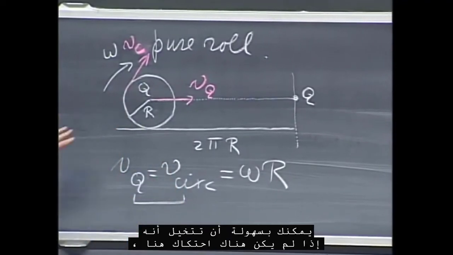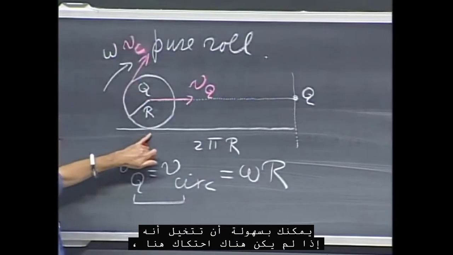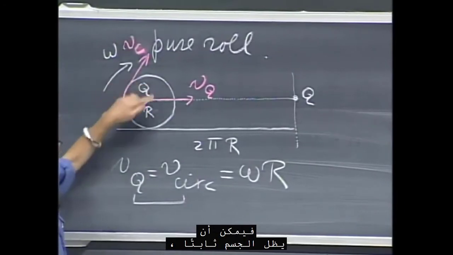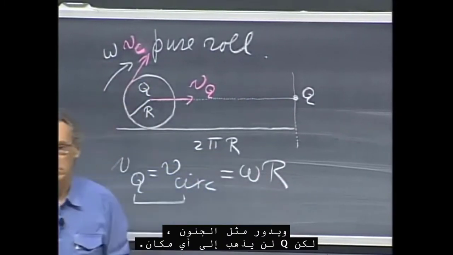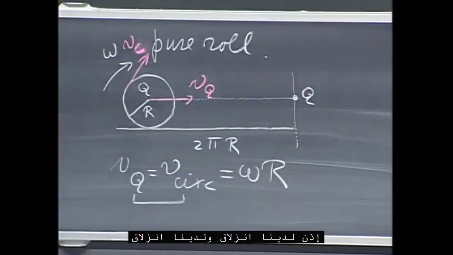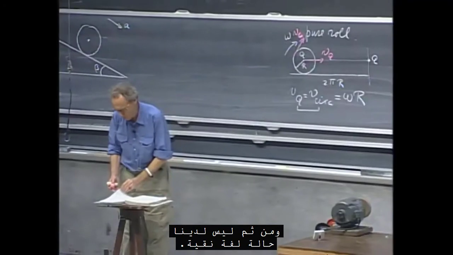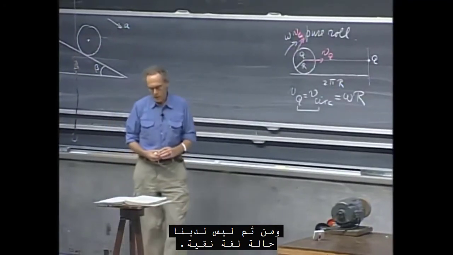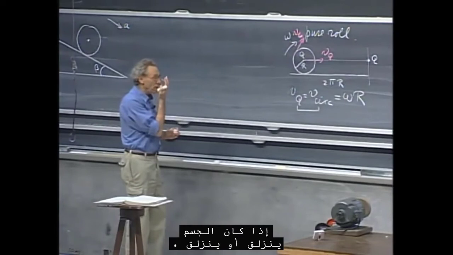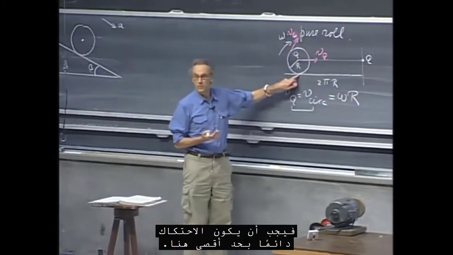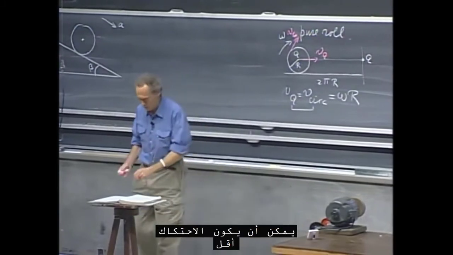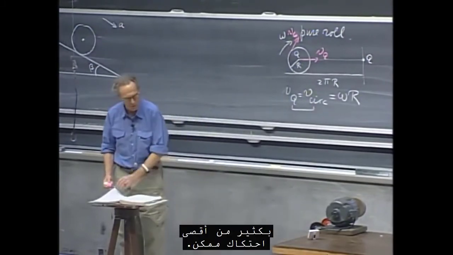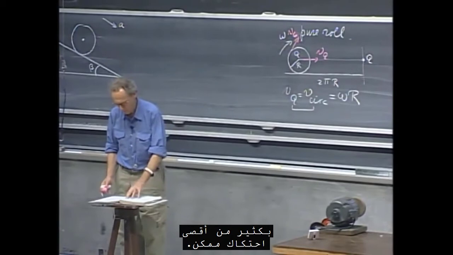You can easily imagine that if there is no friction here, the object could be standing still, rotating like crazy, but Q would not go anywhere. So then we have skidding and slipping, and then we don't have the pure roll situation. If the object is skidding or slipping, then the friction must always be a maximum. If the object is in pure roll, the friction could be substantially less than the maximum friction possible.